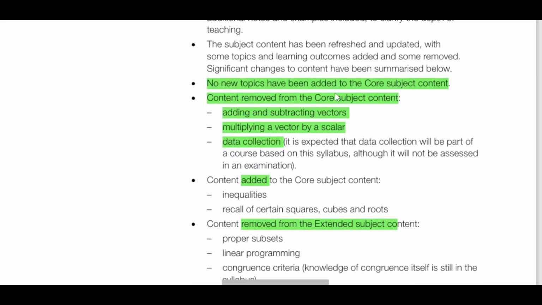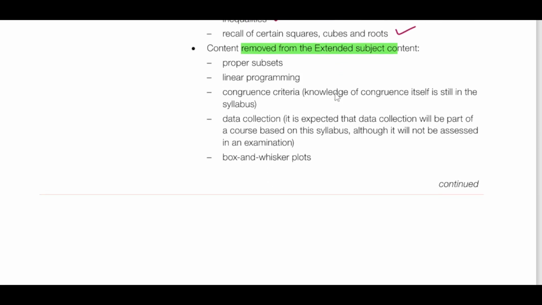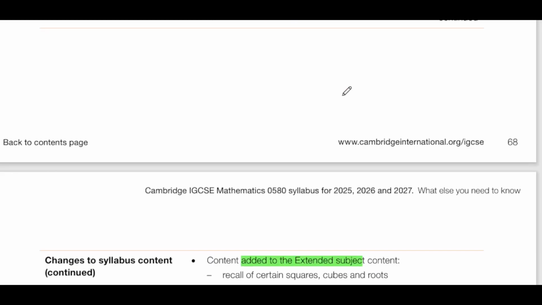Now, have new topics been added? No new topic. There is no new topic. See, we are talking about topics, not subtopics. In the core content, the content removed is: adding and subtracting vectors is gone, multiplying by a scalar is gone, data collection is gone. And what have they added? They have added inequalities and square roots and cube roots, right, to remember. Then content removed from extended: proper subset, linear programming is gone, congruency criteria is gone, data collection is gone, and most important, the box and whisker plot is gone from the syllabus, right.